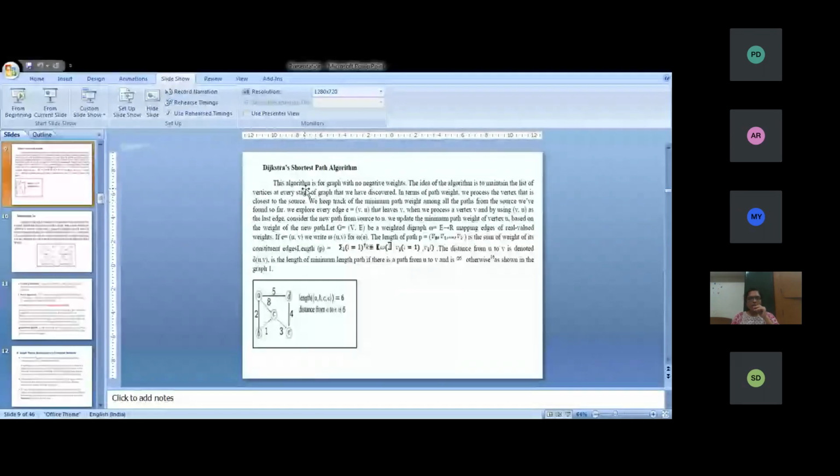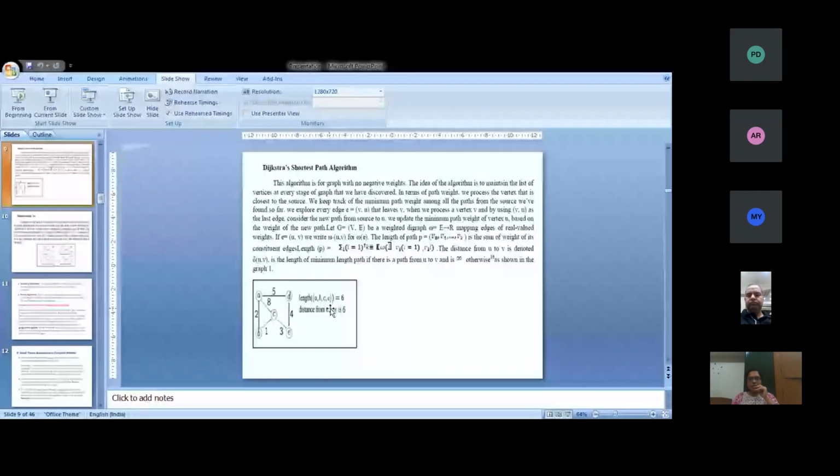This is an algorithm for graphs with no negative weights. We find the path weight of the vertex that is close to the source, and we keep track of the minimum path weight among all the paths from the source found so far. In this graph, the length of A, B, C, and E is 6, and the distance from A to E is 5. A is here and E is here. For reaching this, the distance is 6, moving from one place to another by crossing these vertices. By using this algorithm, we can find the minimum weight so that we can reach easily. This is the method we use to find the shortest path, to lower the time and the cost.